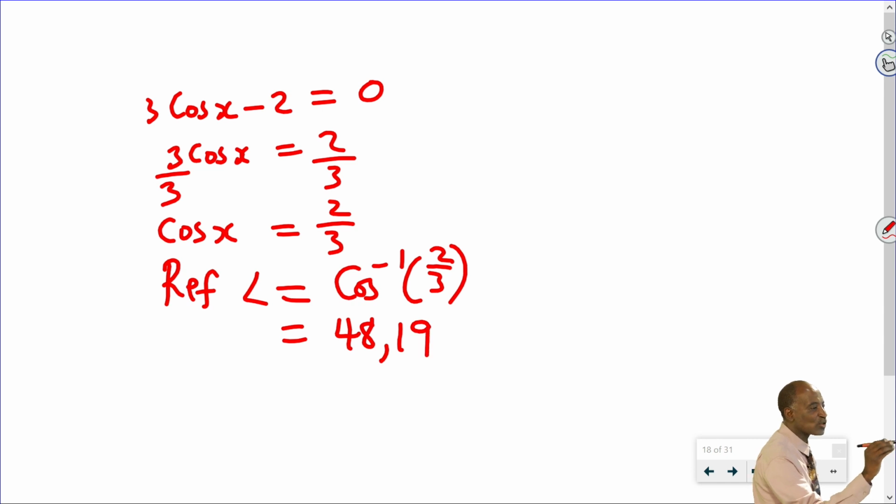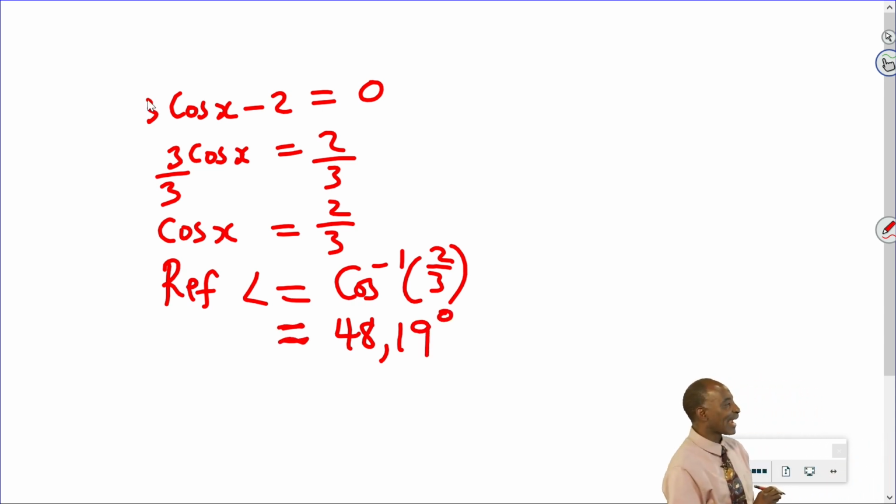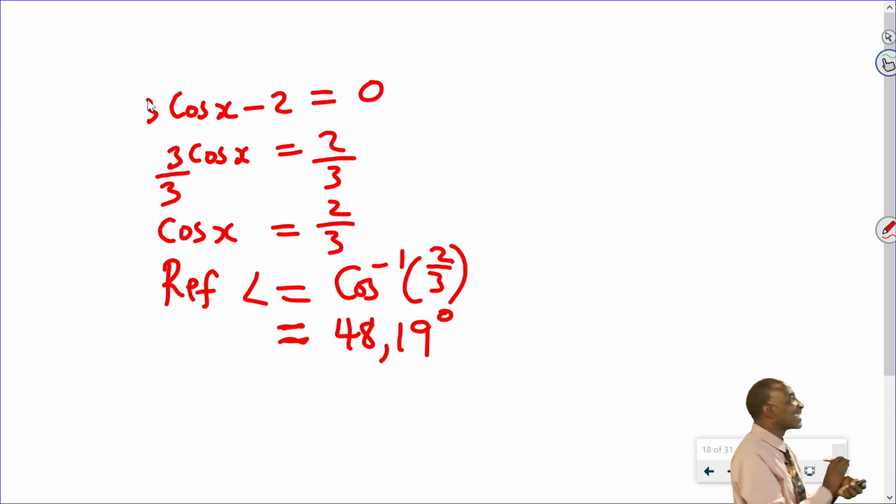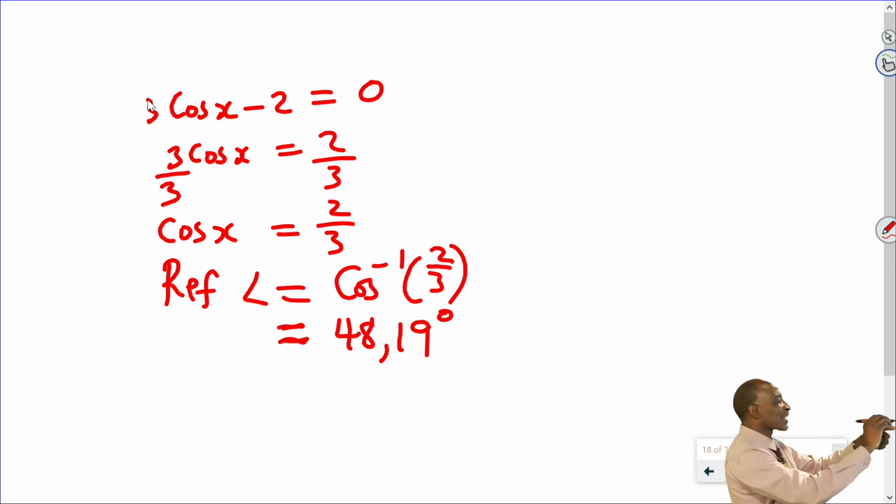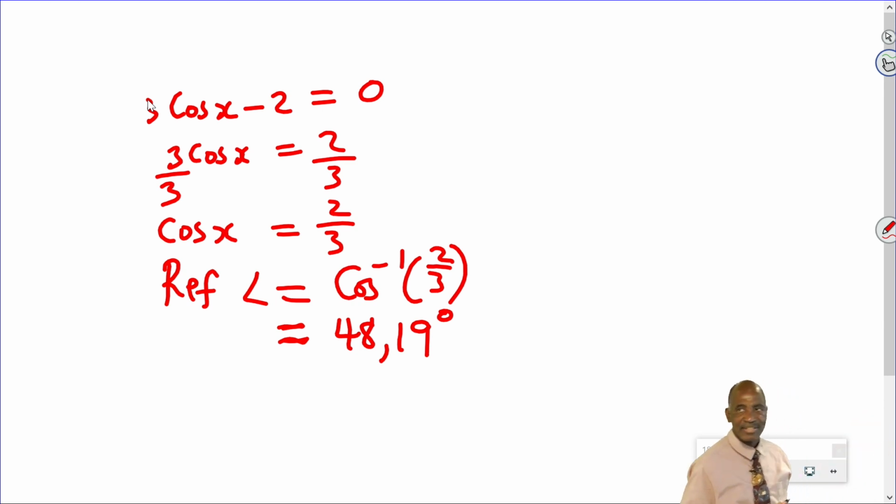48.19 degrees, correct to 2 decimal places. This is our reference angle. It's not the answer. It's our reference angle, meaning we are going to use this 48 to generate the answers. That's why we call it a reference angle.